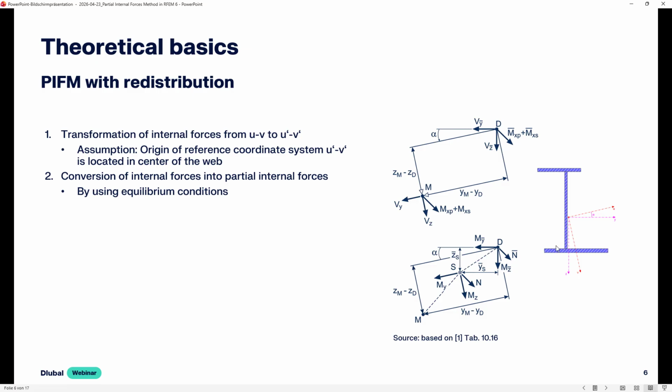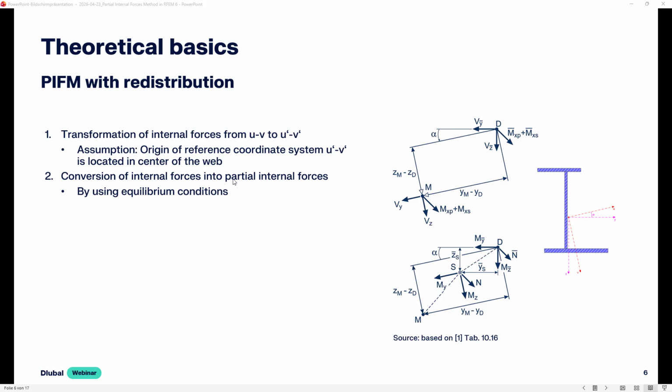And for each of these parts, we calculate these partial internal forces. So this means if I have a normal force, for example, on my whole section, then each part will receive a smaller part of this whole normal force as partial internal forces. Same for all other internal forces.